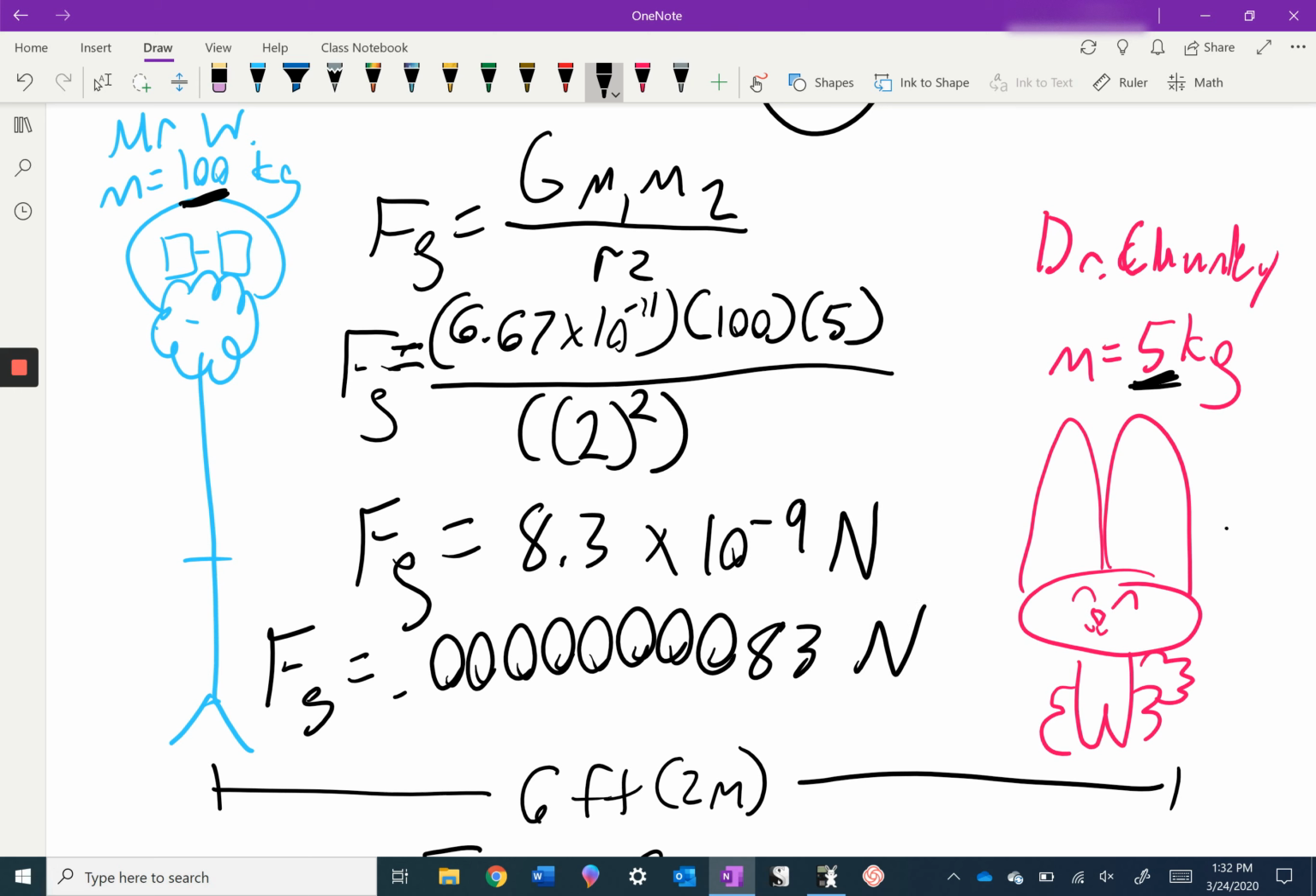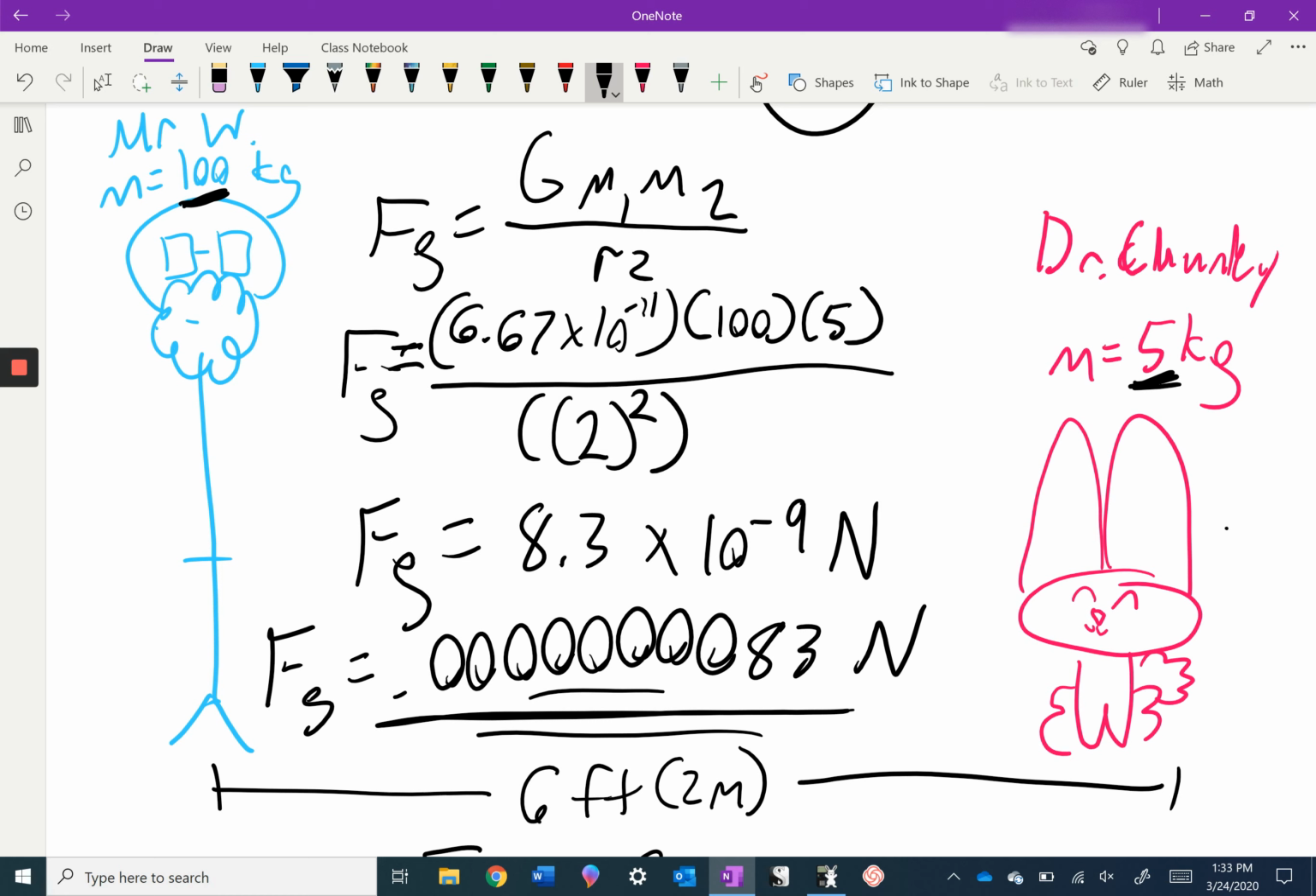So yes, my rabbit and I, according to Newton's law of universal gravitation, are attracted to each other. However, that force is very, very tiny. That's the reason I can't just pick her up without touching her, or all kinds of other stuff like that. So, that is Newton's law of universal gravitation.